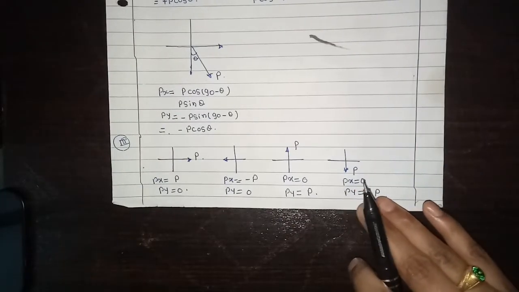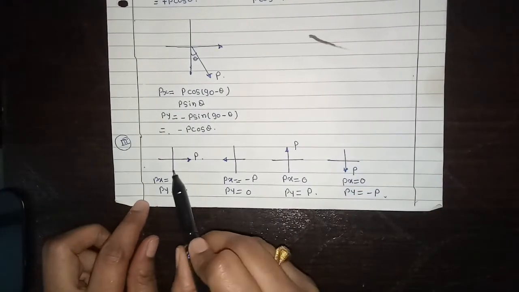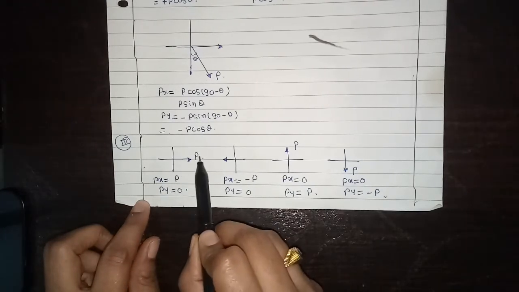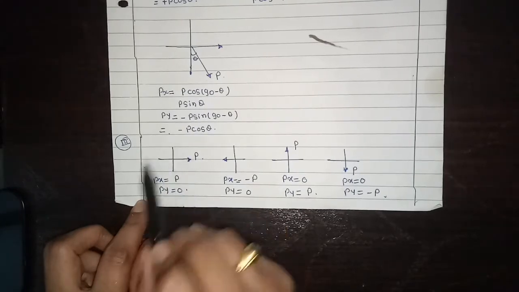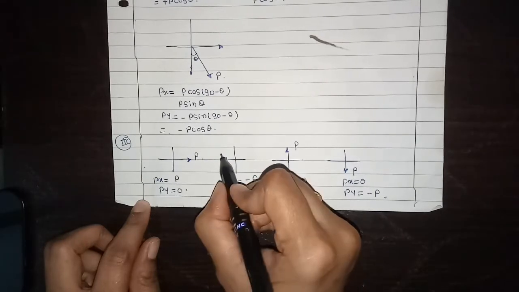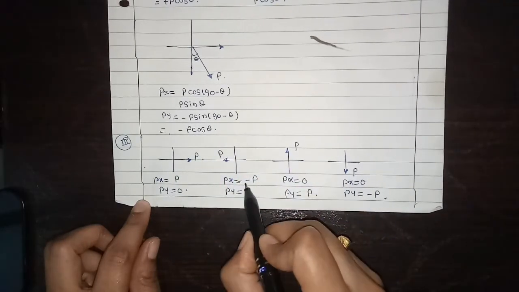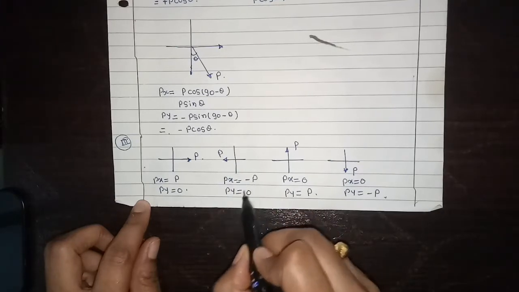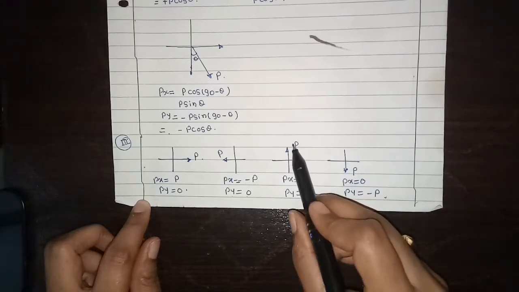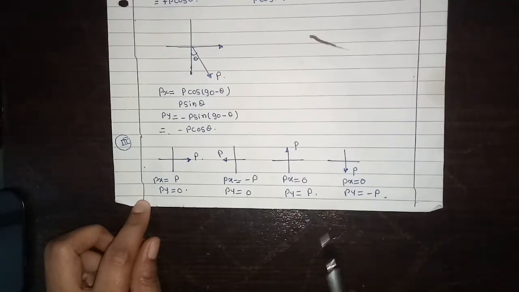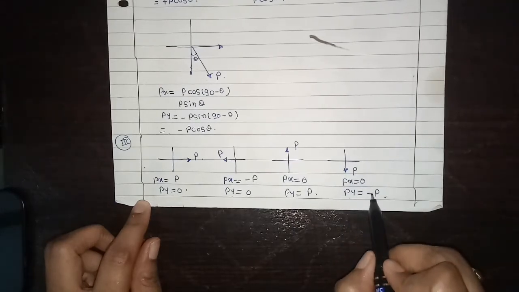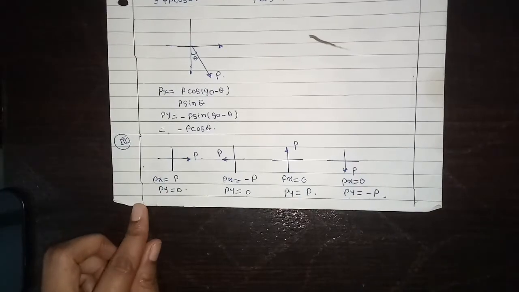And the third part is very simple. If force P directly acts along an axis, then Px is equal to P and Py is equal to 0. Then if force P acts along the negative axis, Px is equal to minus P and Py is equal to 0. Then Px is equal to 0 and Py is equal to plus P. If force P acts downward, Px is 0 and Py is minus P.